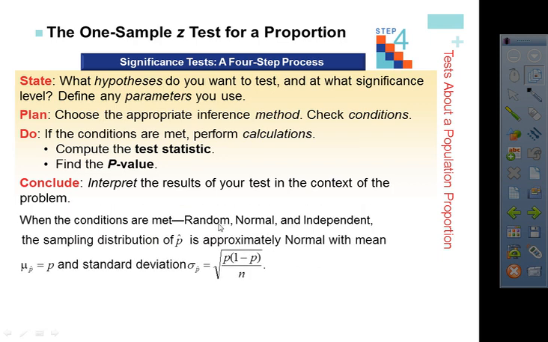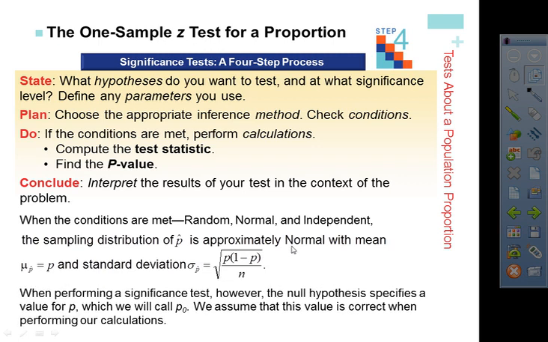All right, when conditions are met, random, normal, and independent, the sampling distribution of p-hat is approximately normal with the mean of this and this. So this is how you find it. The null hypothesis specifies a value for p, which we will call p0. We assume that this value is correct when performing our calculations, so we always go with what the null says, and that's what I told you earlier.